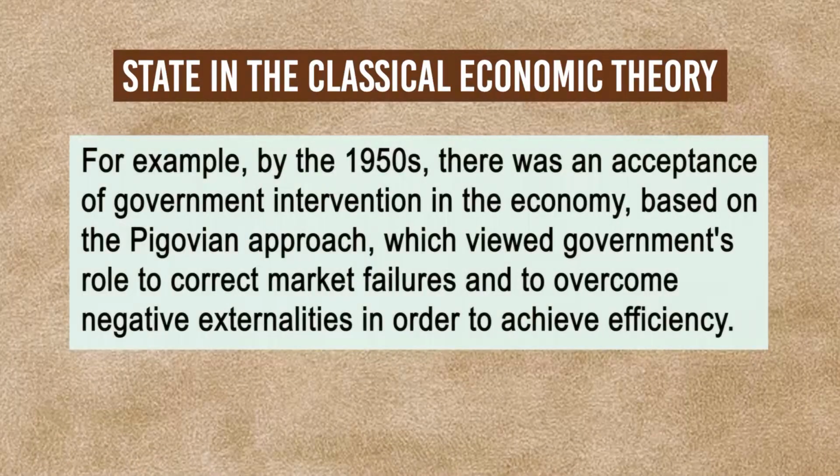Besides, the monopoly power of the state has also emphasized its role in relation to the currency and the business cycle. For example, by the 1950s, there was an acceptance of government intervention in the economy because of the Pigovian approach, which viewed the government's role as correcting market failures and overcoming negative externalities in order to achieve efficiency in the economy.